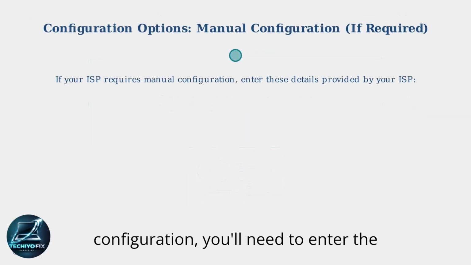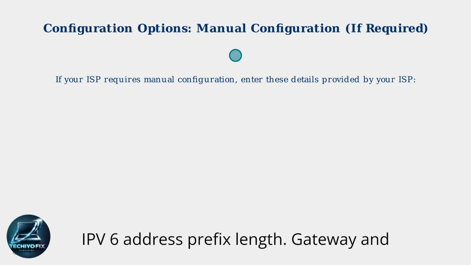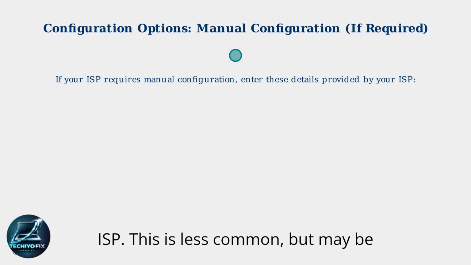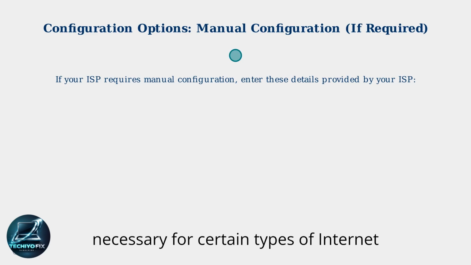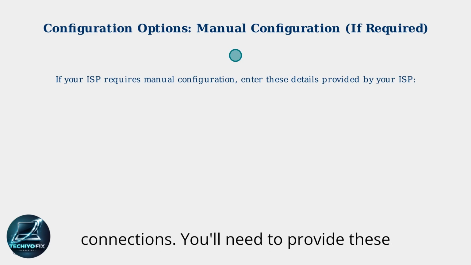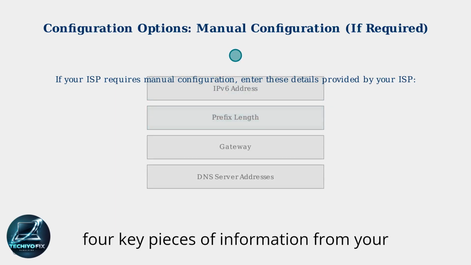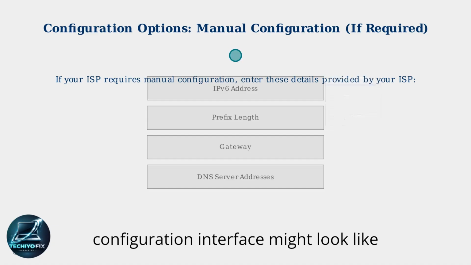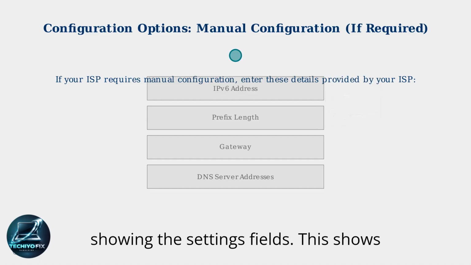If your ISP requires manual configuration, you'll need to enter the IPv6 address, prefix length, gateway, and DNS server addresses provided by your ISP. This is less common, but may be necessary for certain types of internet connections. You'll need to provide these 4 key pieces of information from your ISP. Here's an example of what the configuration interface might look like, showing the settings fields.